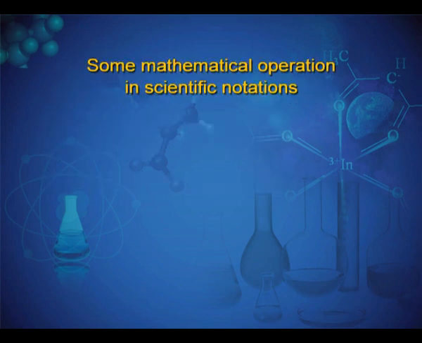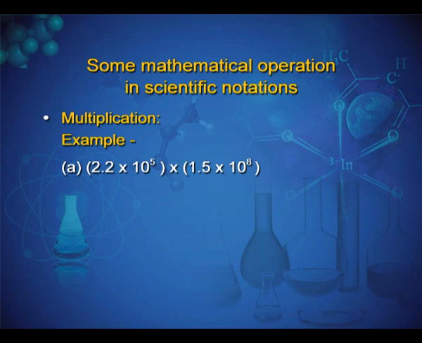Some mathematical operations in scientific notation, like multiplication. Example: we have to multiply 2.2 times 10 to the power 5 with 1.5 times 10 to the power 8. We first multiply the coefficients, 2.2 times 1.5, and we add the exponents, 10 to the power 5 plus 8. So it will be 3.3 times 10 to the power 13. This is the multiplication operation.